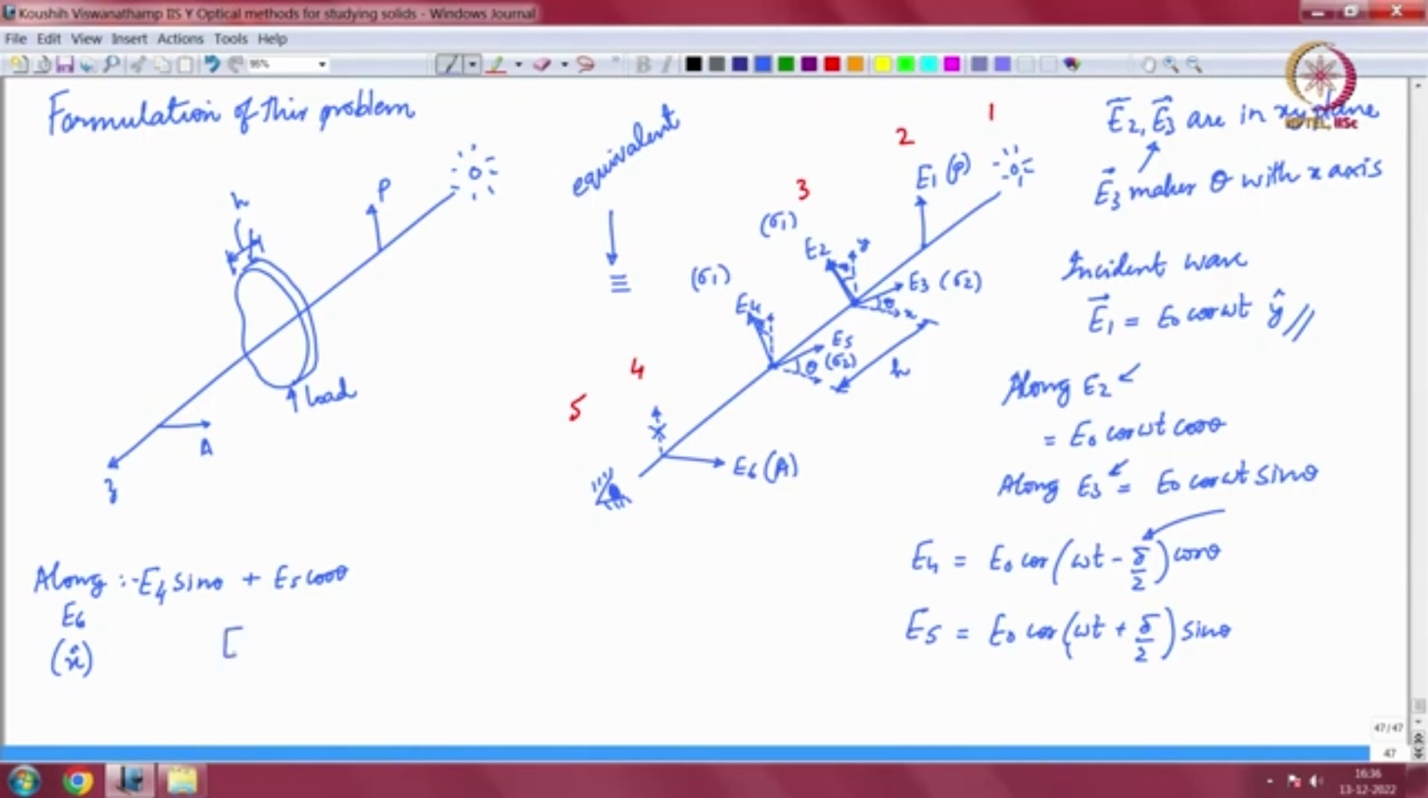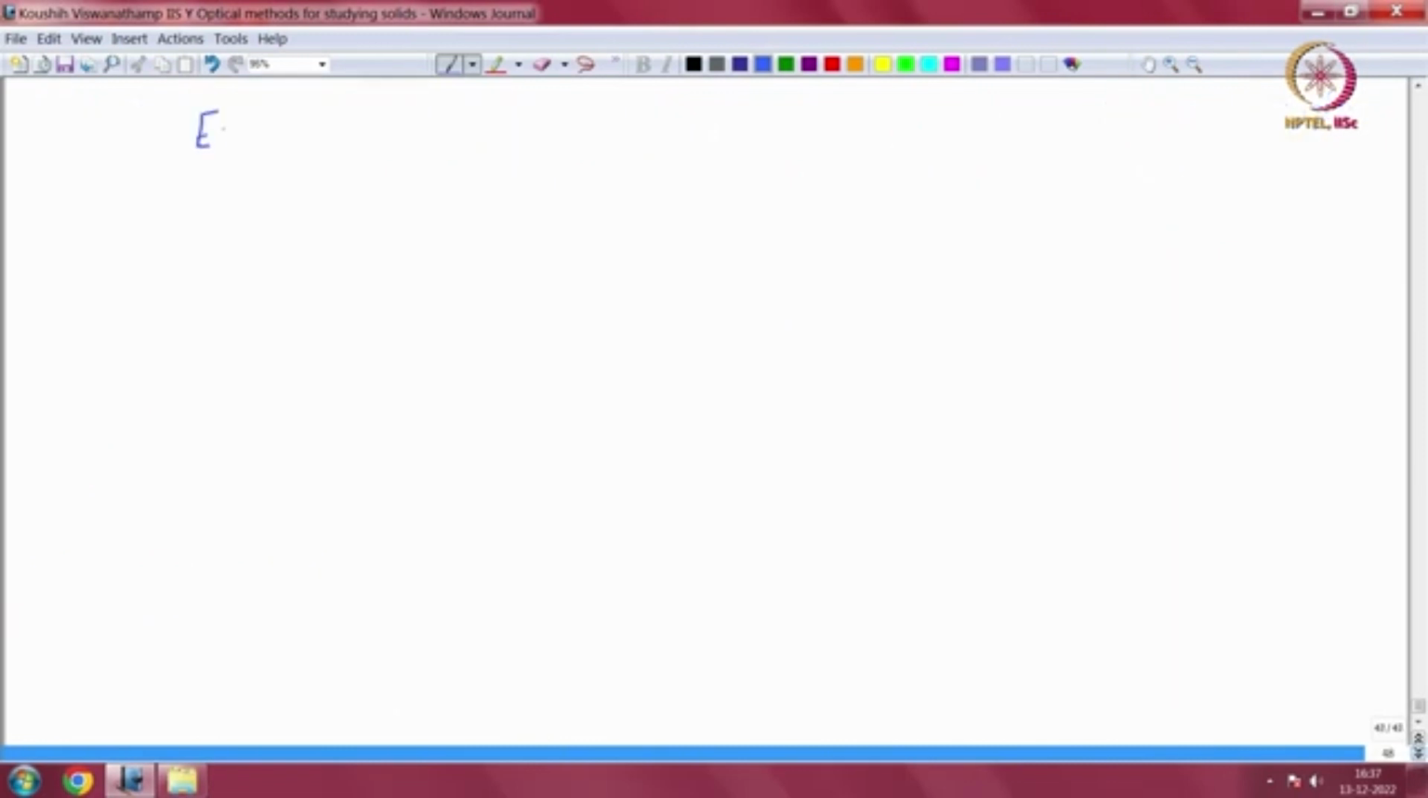So, if you do this, you can write the E6 component as E0 cos of omega t plus delta by 2 sin theta cos theta minus E0 cos of omega t minus delta by 2 again sin theta cos theta, and I can open this up. So, let me rewrite that. Sin theta cos theta times cos of omega t plus delta by 2 minus cos of omega t minus delta by 2. The sign does not matter, plus minus can be exchanged, it does not matter, okay, depending on which is faster, which is slower.